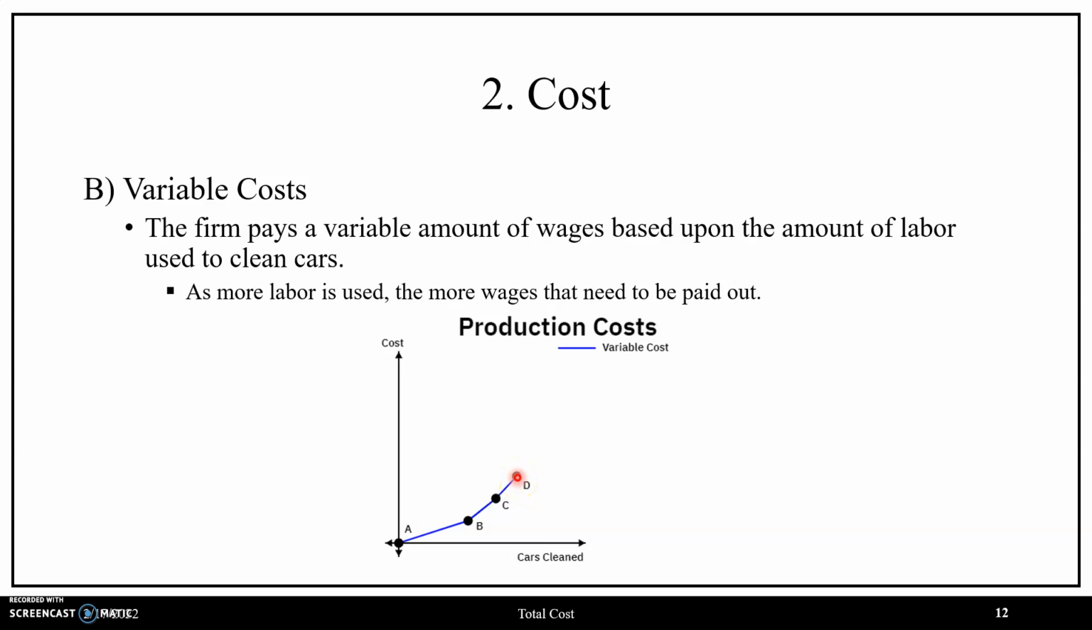And finally, if we bring that third person on board, more input, more output, so more cars are being cleaned, but they also need to be paid a wage rate, so then costs in terms of variable costs begin increasing as well. So here we see that we have an upward sloping curve in terms of variable costs.